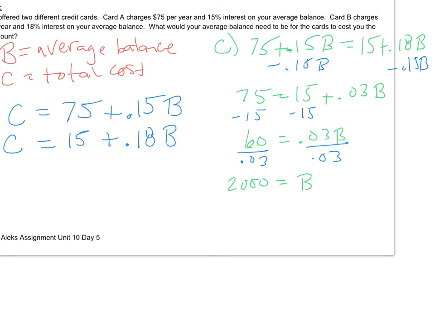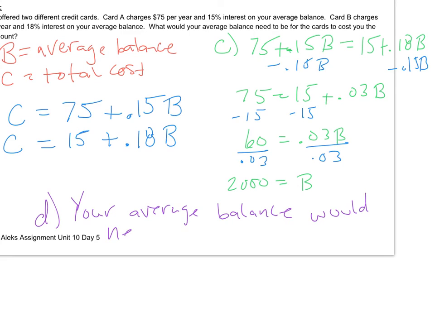equal to b. In my last part, I need to go ahead and write a complete sentence. So in part D, I can say your average balance would need to be $2,000 for the cards to cost the same.